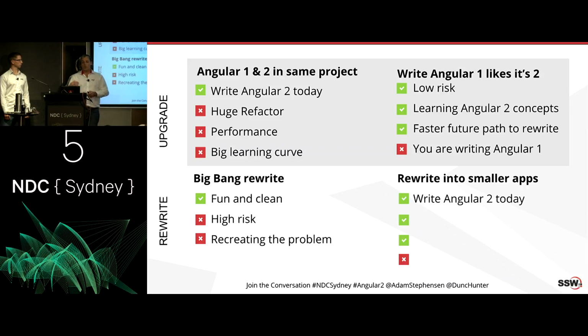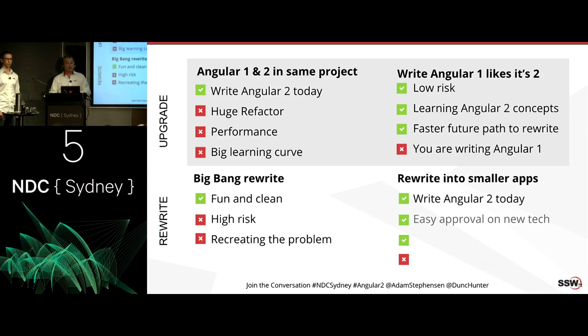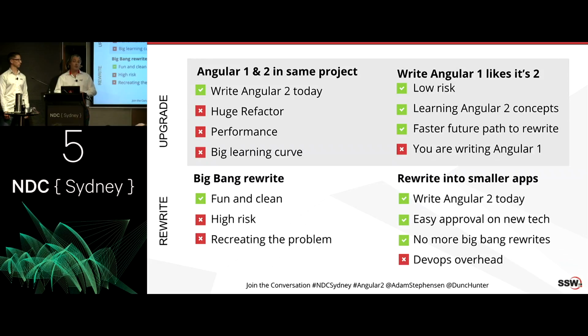Now, what this does is it lets you start writing Angular 2 today. It's much easier to get approval for it, and you're not perpetuating the problem. There's no more big bang rewrites. The downside, of course, is that there's DevOps overhead. Okay, so you've got a little bit more complexity, but we think it's definitely worth it in the long run.